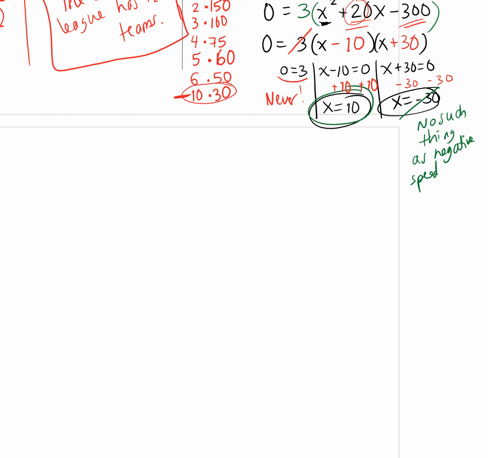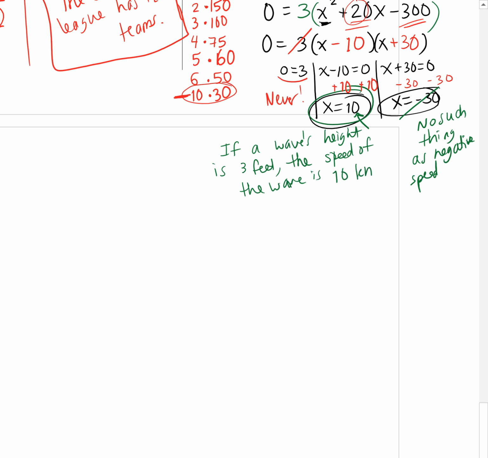See, the value they gave us was that the wave's height was 3 feet, and we found that the speed of the wave must be 10 knots. I'm going to try to sum that up. If a wave's height is 3 feet, that was what they gave us, the speed of the wave is what we found, 10 knots. Okay, there it is. That's our answer right there.